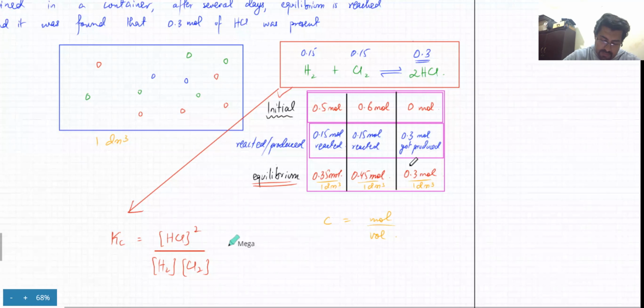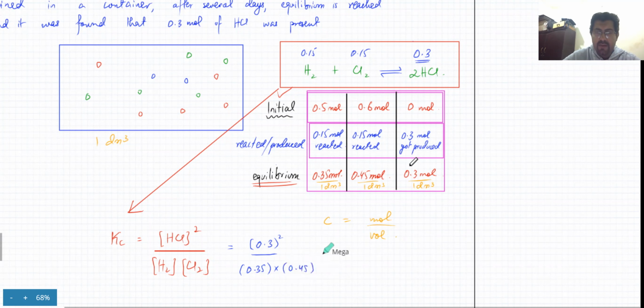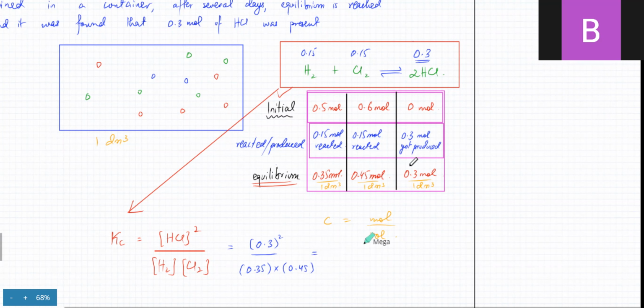So I'm going to put in the equilibrium values now. It's going to be 0.3 squared, divided by H2, which is 0.35, multiplied by 0.45, and it was being divided by 1. Can anyone tell me what the value is in this case? 0.571.